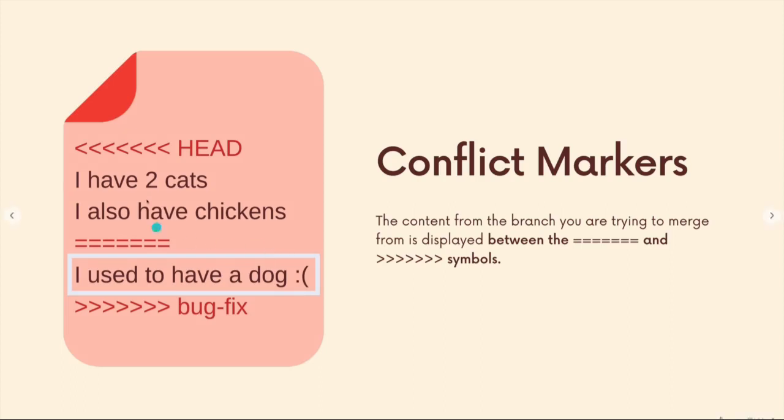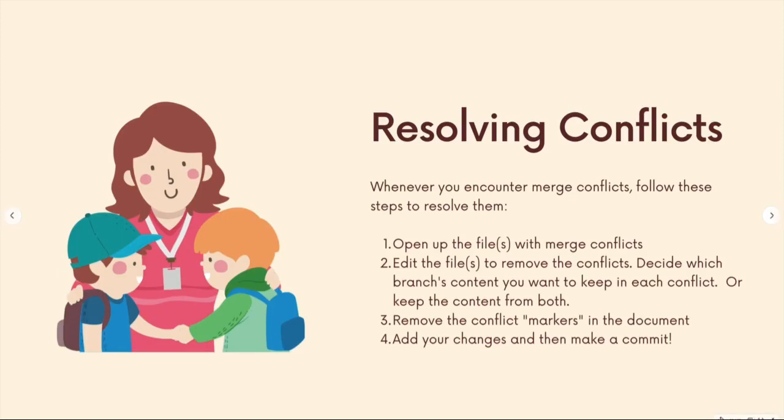we remove the markers, as I mentioned. We get rid of this, we get rid of this, and we get rid of this. Save. Now we add our changes and make a commit. And we're done. We resolved the conflict. Okay, so I know it seems complicated, but I'm going to show a demo in the next video.